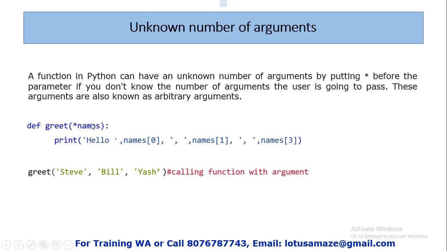In such scenarios we call such arguments arbitrary arguments, right? Suppose here in greet I have passed three parameters, or maybe we can pass 4, 5, 6, any number of arguments. So how to print this? Print hello names 0, names 1, names 2, names 3, names 4. Whatever number of arguments we pass from here, we can write here to print those parameters. So let's look into this example in Jupyter Notebook.